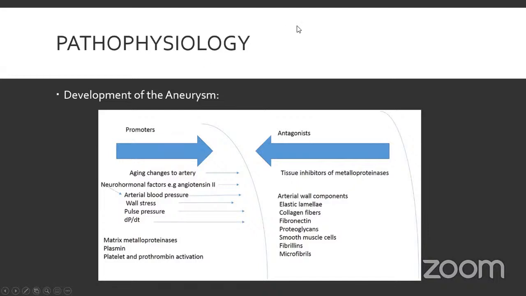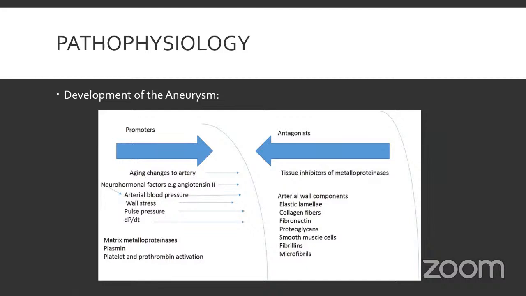Aging is not only characterized by changes within these two components. There are a lot of changes that occur within all components of the arterial wall. Another promoter for the development of the aneurysm is elevated blood pressure, wall stress, and different neurohormonal factors. One other promoter I want to talk about is the matrix metalloproteinases.